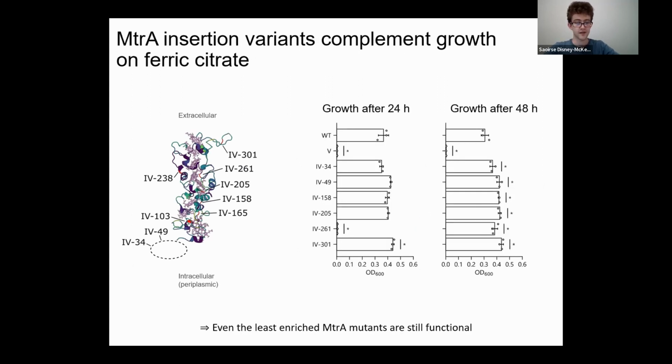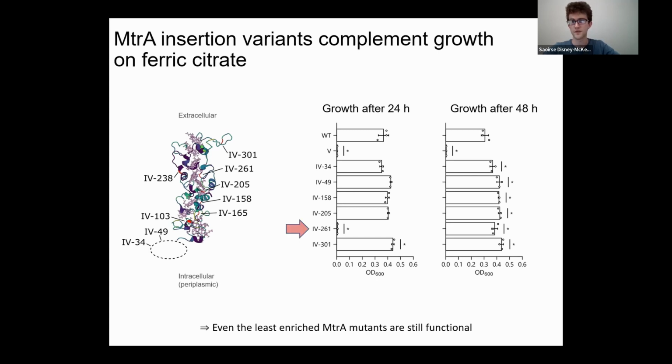First, we cloned each of the mutants out of the library and grew them up on ferric citrate under selective conditions just to make sure that they behaved the same way on their own as they did in the library. And what we see is after 24 hours, all of the insertion variants except for 261, which is within one of the heme binding motifs, are enriched to about the same degree as wild type, which is pretty surprising. In a lot of soluble enzymes, an insertion of this size will pretty drastically disrupt enzyme function or stability. But MtrA seems to be pretty robust to that.